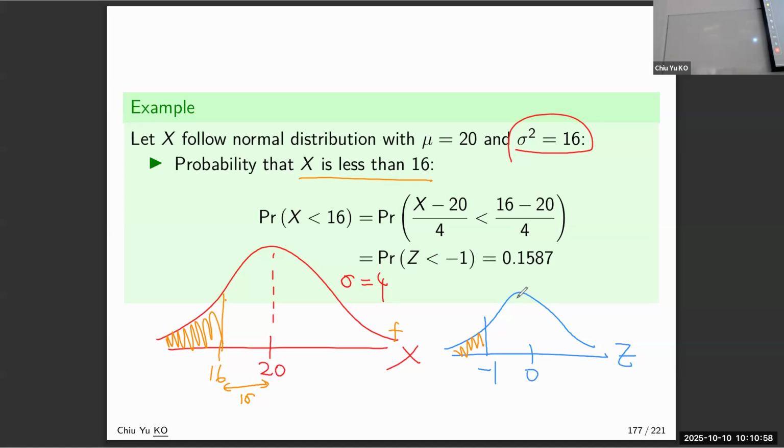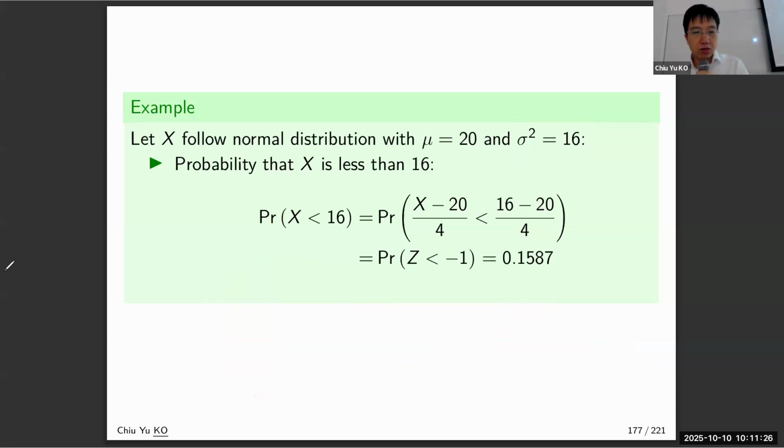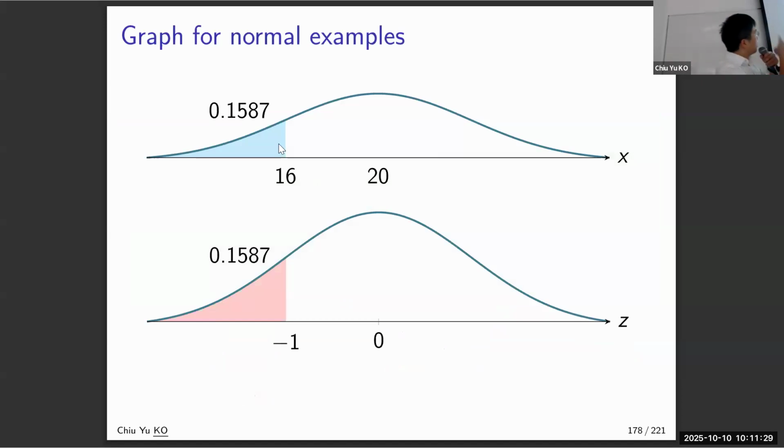So how do you calculate? For every normal, you just convert to Z. Look at how many SD below the mean or how many SD above the mean, then you go check the table, then we are done. That is always the same standard procedure. Is there any question? If no, we go to the other example, which illustrates this.